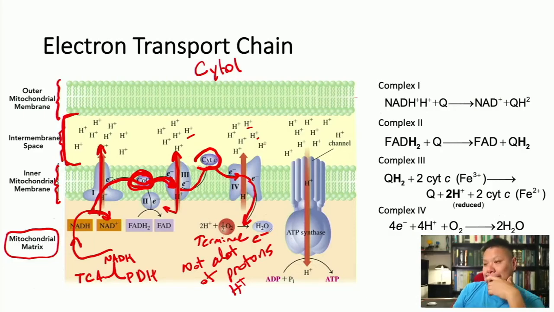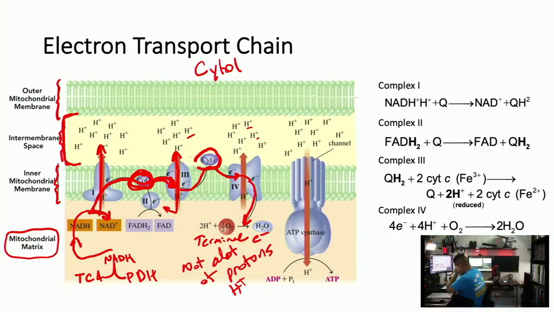Terminal electron acceptor. Because in complex 4, or cytochrome C oxidase, it takes the electrons from cytochrome C and puts them onto oxygen, making water. So the oxygen that you breathe in every day, when you inhale, its purpose is to be the terminal electron acceptor here in the electron transport chain. Because if there was no oxygen there to accept these electrons, there would be no place for the electrons to go from NADH and FADH2.